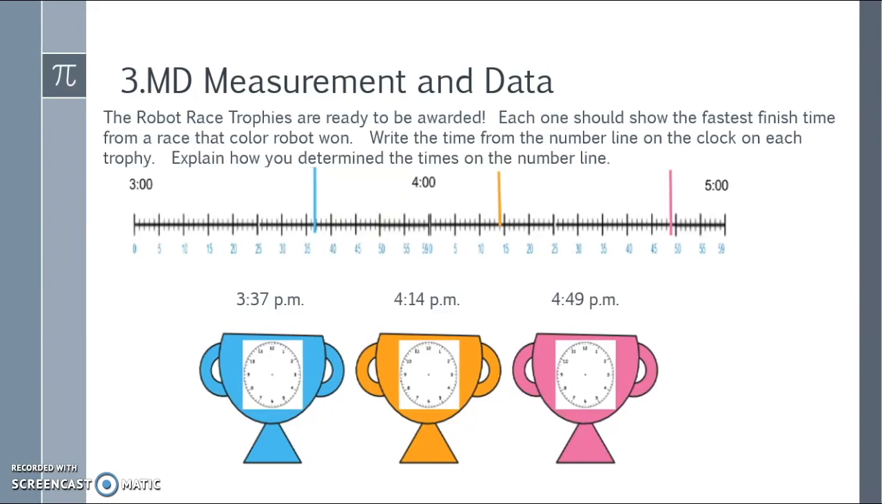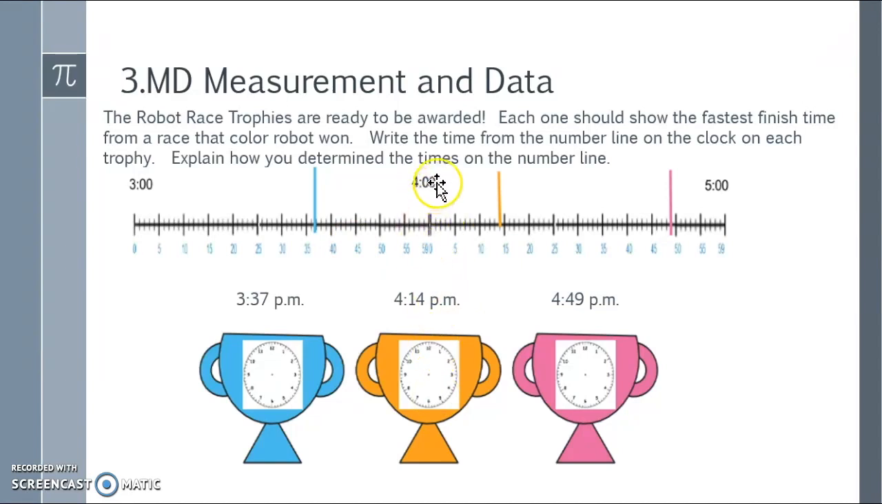Okay, I got 3:37 p.m. from the number line above. I see that we have the 3 o'clock benchmark. I see that we are past the smaller benchmark of 35 and I go 2 more spaces to get to 37.